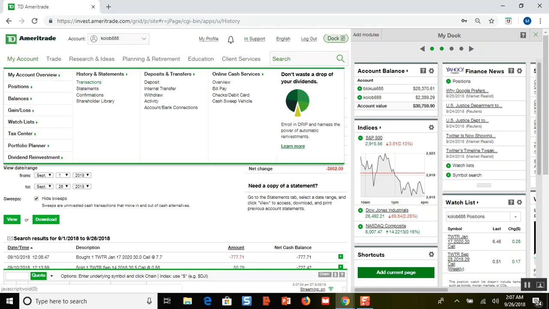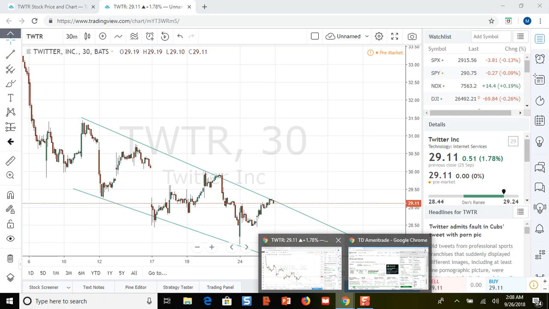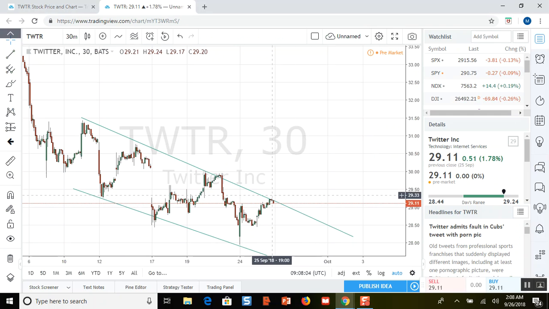But back to the call option that I sold. This expires on Friday at the $29 level. So let's go back to our chart here and let's take a look at something. So today is September the 26th. The market opens in about 4 hours, and let's take a look at what might happen, or what logically should happen, if Twitter continues to follow this pattern.